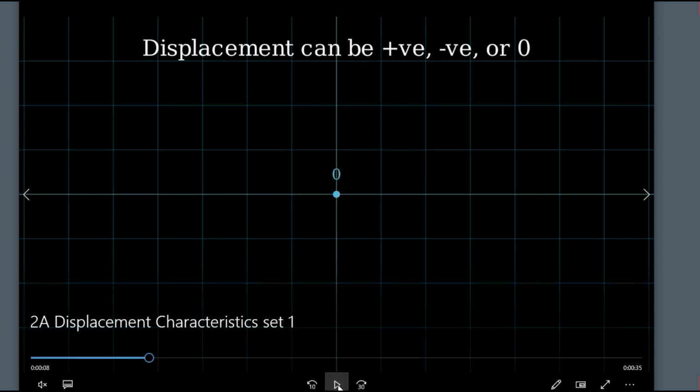So displacement can be positive, negative, or zero. Why? Because the displacement is a vector quantity. And so we can talk about left, right, up, down, and so on. So because of that property, displacement can be positive, negative, or zero. While distance is a scalar quantity, it's all about magnitude. So there we just have either zero or positive.